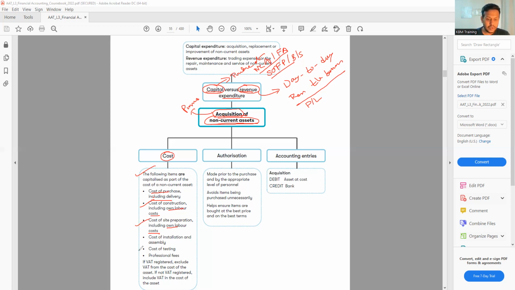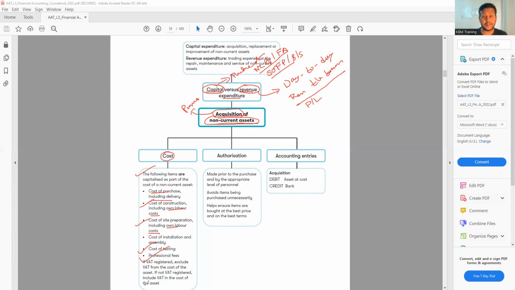Then we have a cost of testing. If I need to bring someone to make the test, it will be part of our cost. Then we have professional fees. If I need to pay any professional fee, that will be part of our cost.